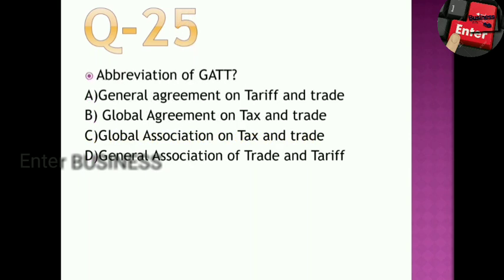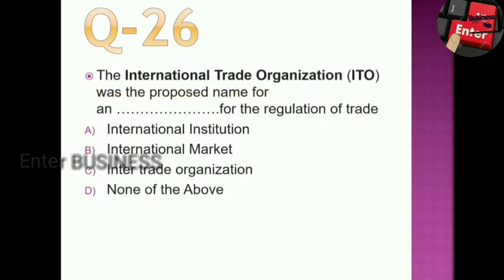And the next one is abbreviation of GATT. Option A, General Agreement on Tariff and Trade. Option B, Global Agreement on Tax and Trade. Option C, Global Association on Tax and Trade. Option D, General Association of Trade and Tariff. Option A is the correct answer. General Agreement on Tariff and Trade.